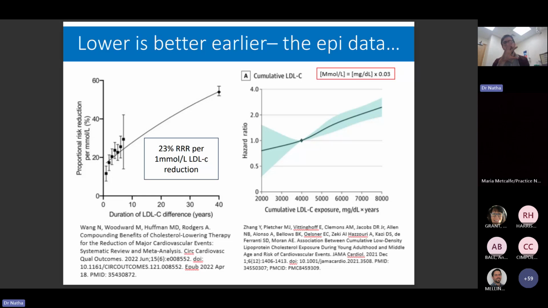Another kind of spot fact that we sometimes use within lipid clinic whenever we're trying to help explain to patients why you want to treat their cholesterol.